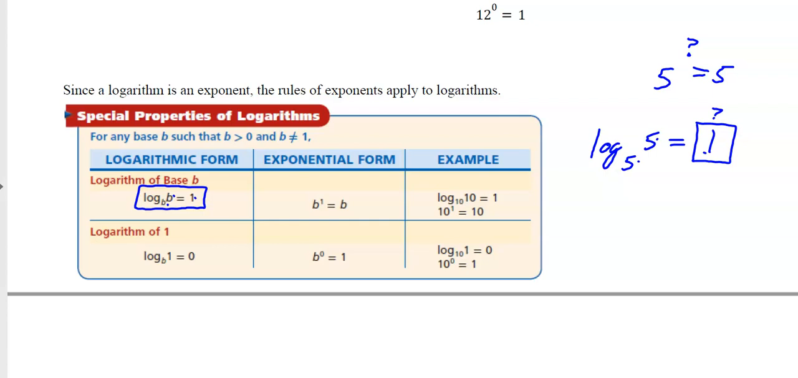And then the logarithm of 1. It doesn't really matter the base. I could have log of anything. The only way to get a 1 is if you have 0 for the exponent. So regardless of what number is down here, if I rewrite it in exponential form, 7 to the 0 power equals 1. It's still true. Those are just a couple properties. You don't have to memorize them. As you do them mentally, they'll just make sense, but those are a few special properties.